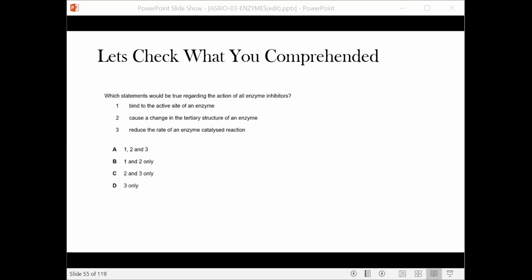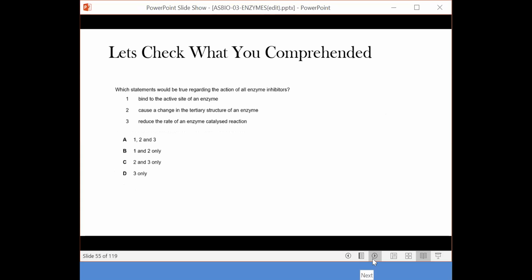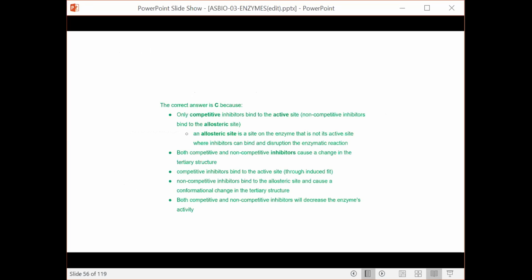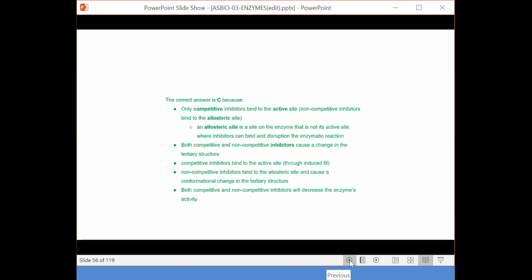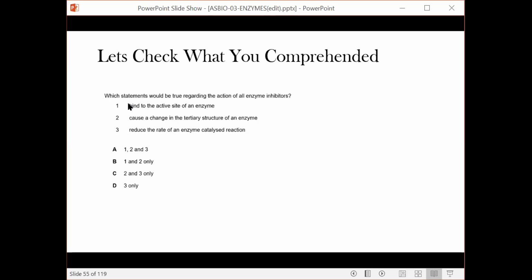Okay, quickly, the answer is C. Okay, Shruti ji is right. See, the question says what would be true regarding the action of all enzyme inhibitors? They bind to the active site. Do all inhibitors bind to the active site? That is not true. Only the competitive ones. What about non-competitive? They are not binding to the active site. So one is not correct.